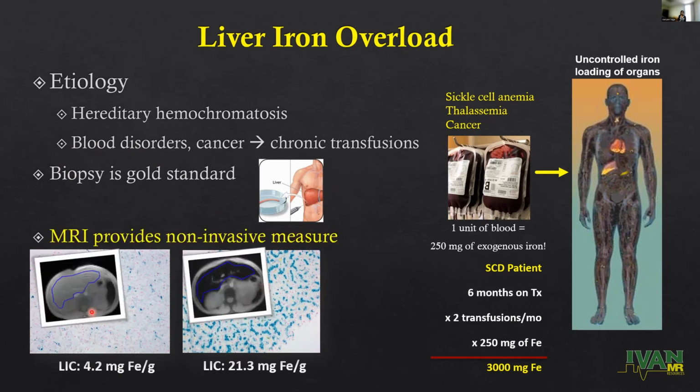And these are the corresponding MRI images. What you notice here is that the liver is bright on this image, whereas the liver is dark on this image. It's because the iron distorts the MRI signal, making the liver look darker.